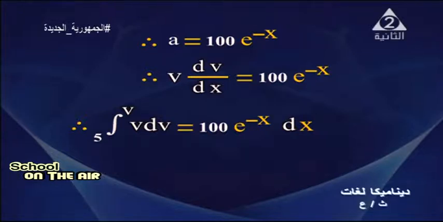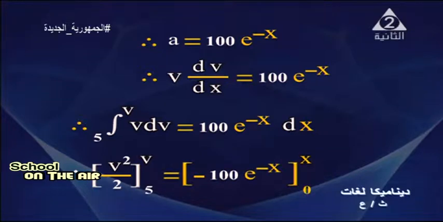Then the integration of v dv from 5 to v equals the integration of 100 e to the power negative x from 0 to x. Then v squared over 2 from 5 to v equals negative 100 e to the power negative x from 0 to x.